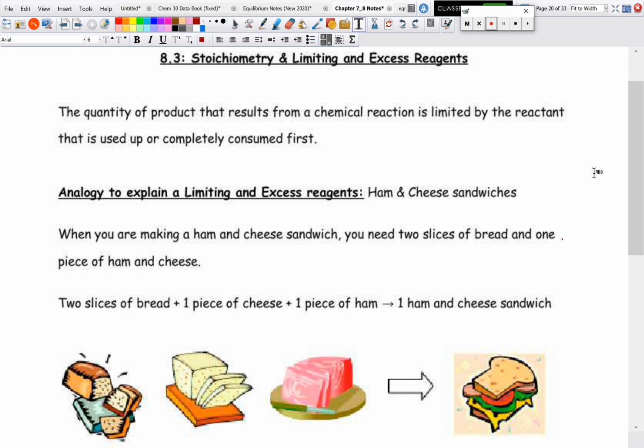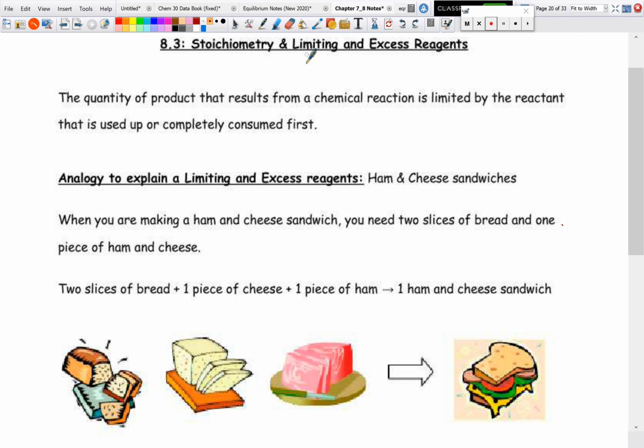All right, welcome back. Today we are going to be looking at our next little section in stoichiometry, specifically looking at something called the limiting or excess reagents. So basically, in every single chemical reaction, there's always going to be something that limits how much product we can actually form. And that's what we have right here. A chemical reaction is limited by the reactant that is completely used up or consumed first.